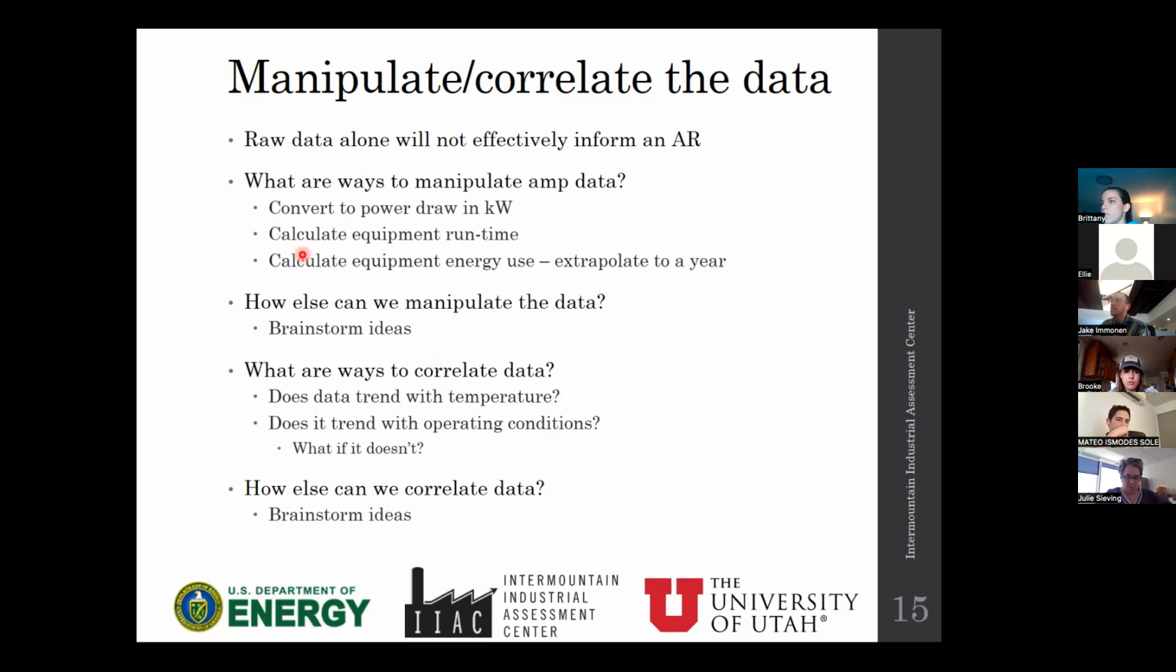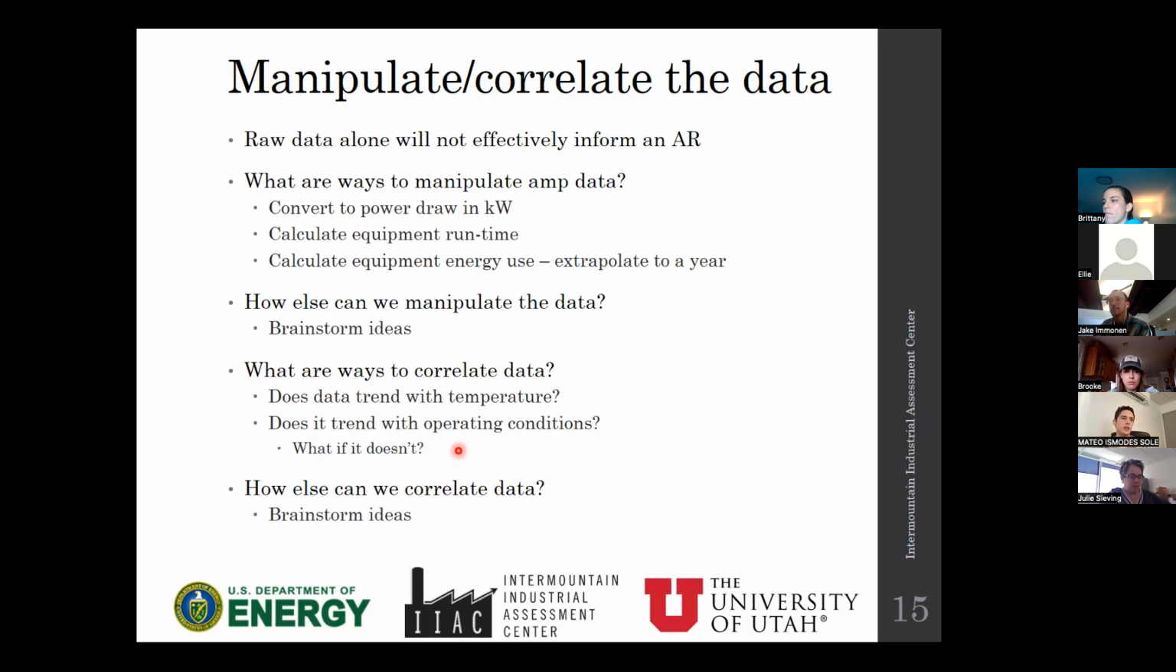I would say that falls more under manipulating the data, like you used it to make a line to fit it. For correlating data, I was more talking about things like, does the data trend with temperature? Does it trend with operating conditions? Like, as temperature goes up, is this thing going up? Is it going down? It should be trending with operating conditions. And if it's not trending with operating conditions, I think that's a good example of where an AR could come in.